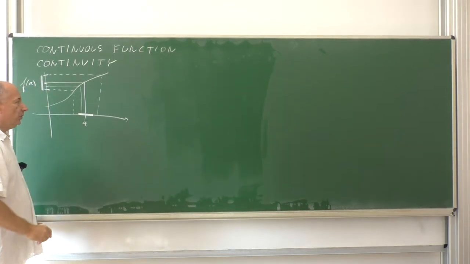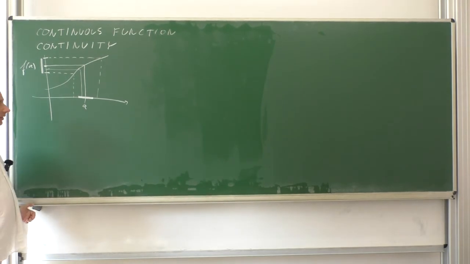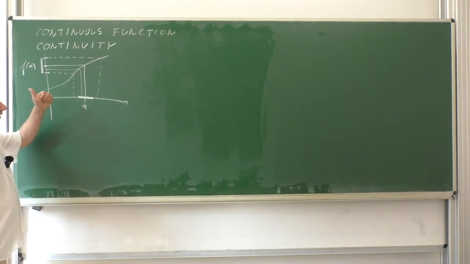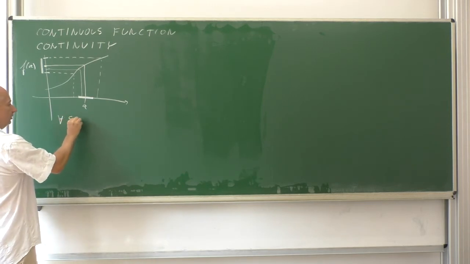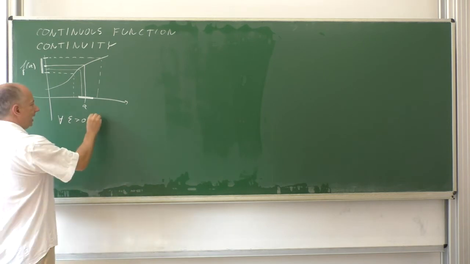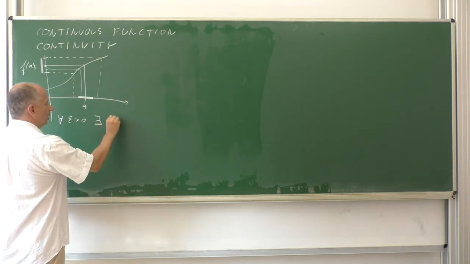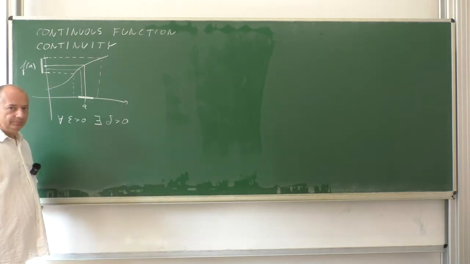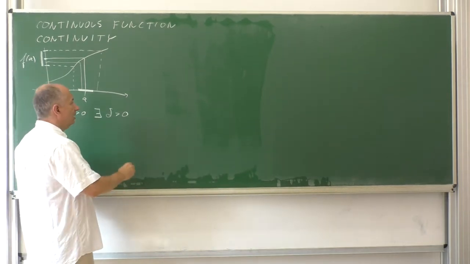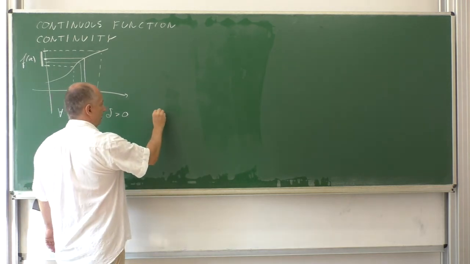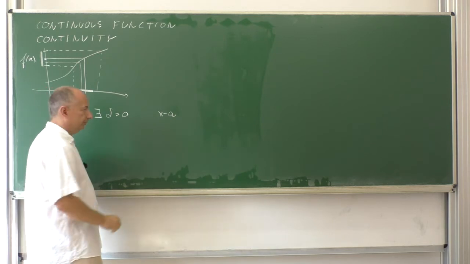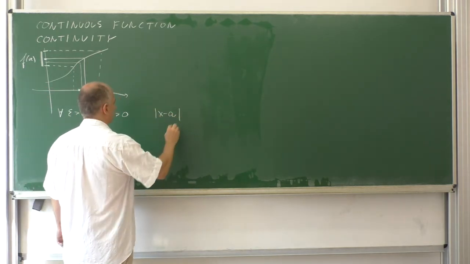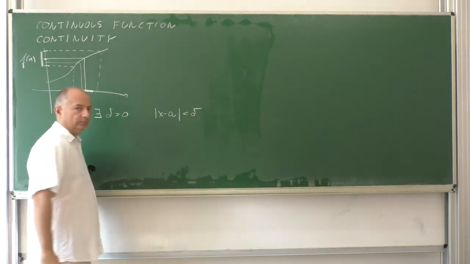So the definition goes this way. We say a function f is continuous at a point a if a is in the domain of definition and some neighborhood is in the domain of definition, and for all positive epsilon there exists at least one positive delta such that if x is close to a, that means the difference x minus a is small. How small? Not more than delta.